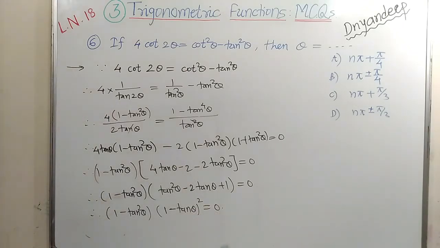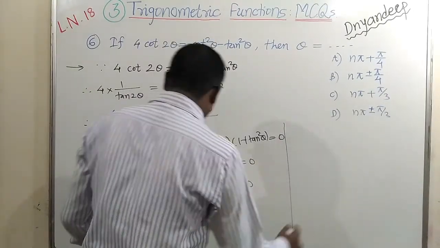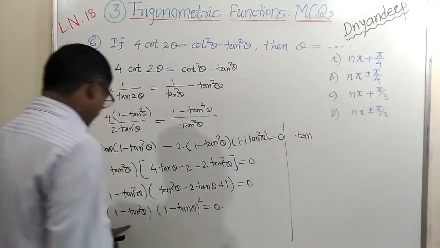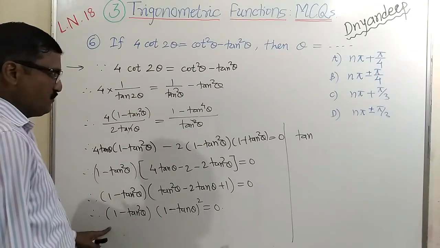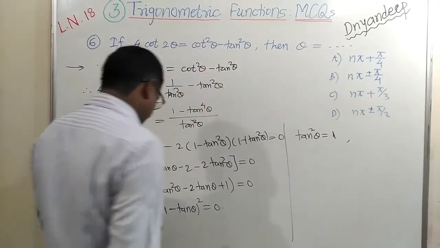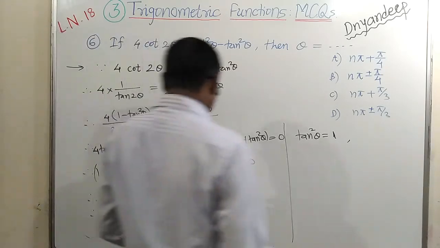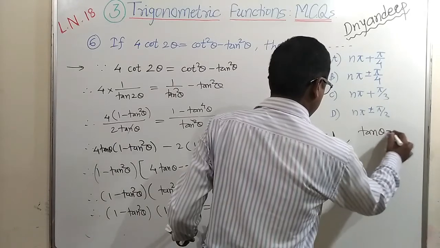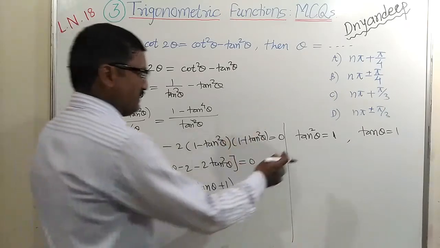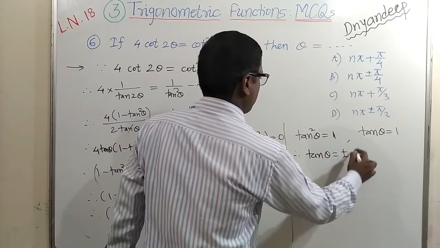These are two equations. Here from 1 minus tan square theta equal to 0, so tan square theta is equal to plus 1. And here tan theta is equal to 1, because the square is equal to 0, so 1 minus tan theta is equal to 0, so tan theta equals 1. So from both these we get tan square theta is equal to 1, therefore tan theta is equal to plus or minus 1.